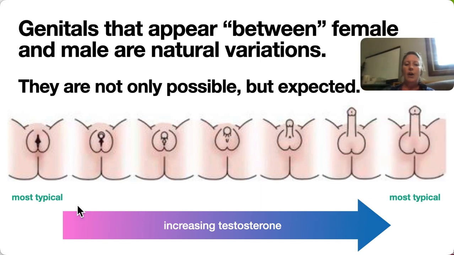Okay, so our most typical forms are here, where we have low testosterone, high estrogen, and here where we have high testosterone, low estrogen. But because there are so many ways for the levels to vary, all of the in-between structures are expected.